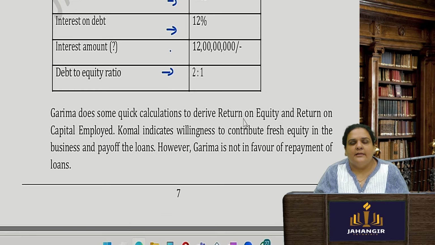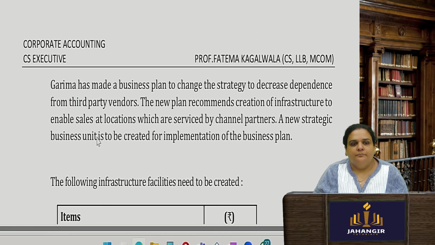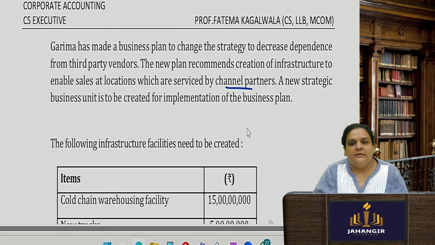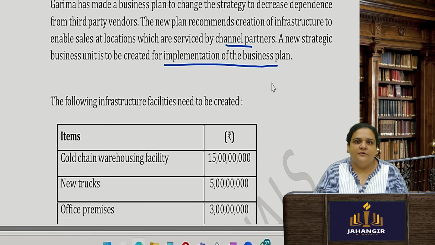Garima does some quick calculations to derive what is the return on equity and return on capital employed. Komal indicates willingness to contribute fresh equity in the business and pay off the loans. However, Garima is not in favor of repayment of loans. Garima has made a business plan to change this strategy to decrease dependence on the third-party vendors. New plan recommends creation of infrastructure to enable the locations which are serviced by channel partners. A new strategic business unit has to be created for implementation of this business plan.